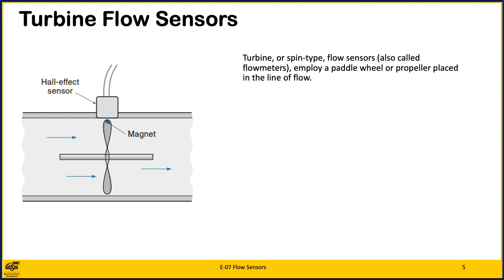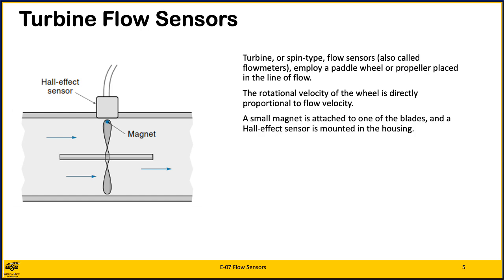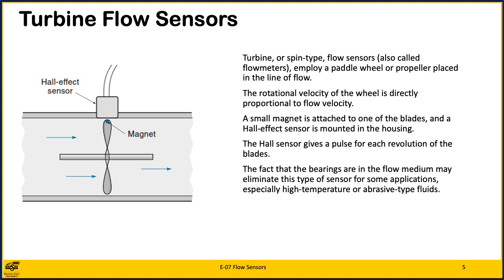Turbine flow sensors. Turbine or spin type flow sensors, also called flow meters, employ a paddle wheel or propeller placed in the line of flow. The rotational velocity of the wheel is directly proportional to flow velocity. A small magnet is attached to one of the blades and a Hall effect sensor is mounted in the housing. The Hall sensor gives a pulse for each revolution of the blades. The fact that the bearings are in the flow medium may eliminate this type of sensor for some applications, especially high temperature or abrasive type fluids.